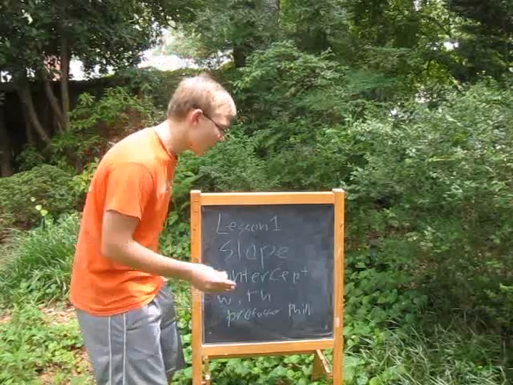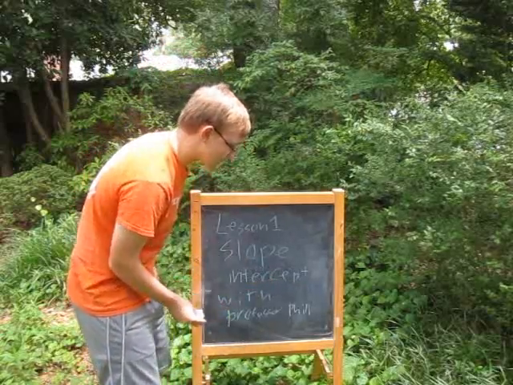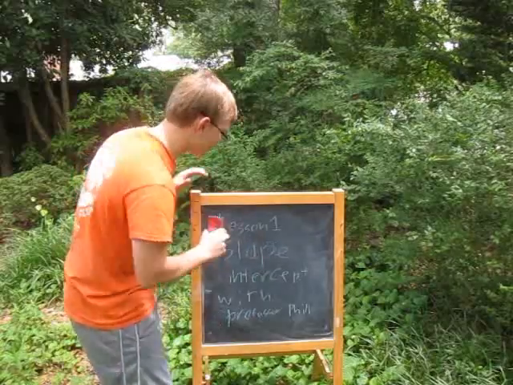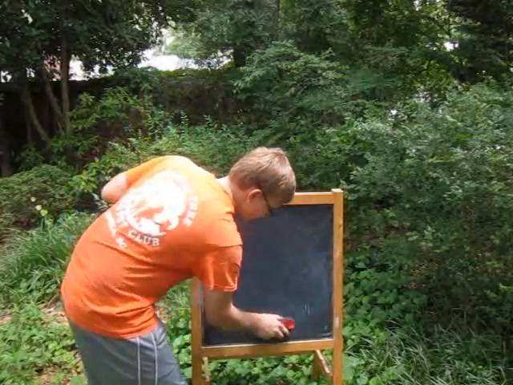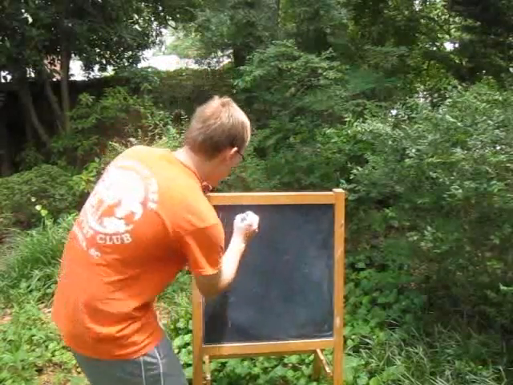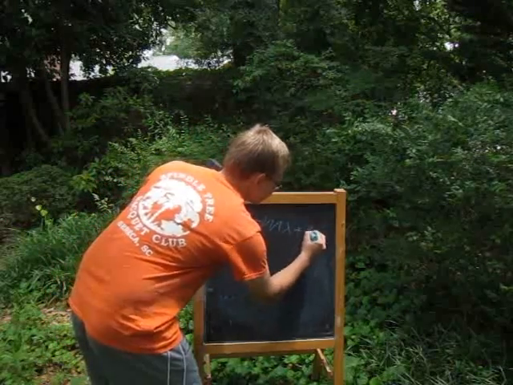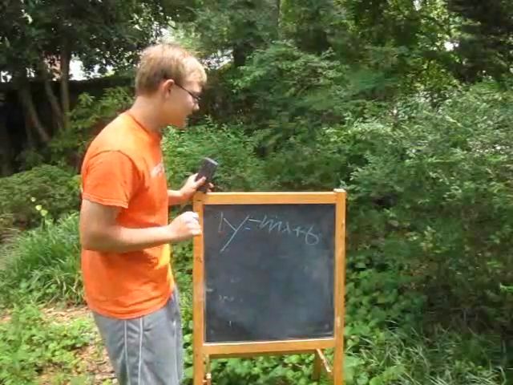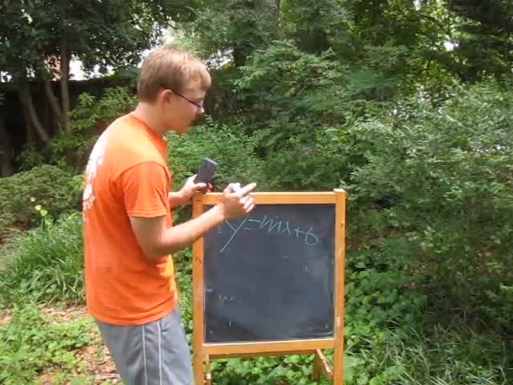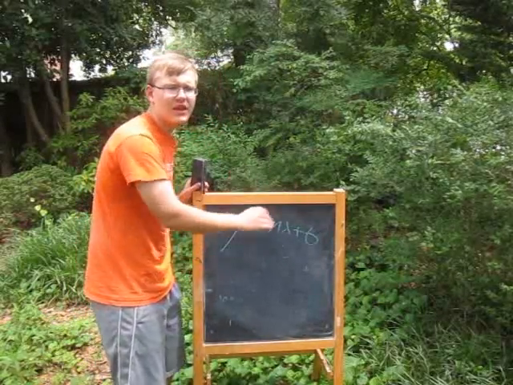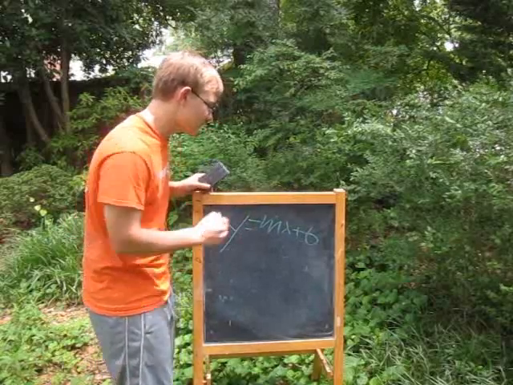For lesson 1, we're going to be learning Slope-Intercept with, of course, Professor Phil. So Slope-Intercept, or y equals mx plus b. This is Slope-Intercept, and the m is the slope, and the b is the y-intercept.